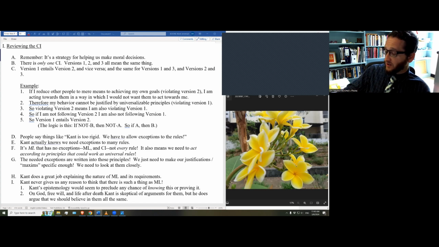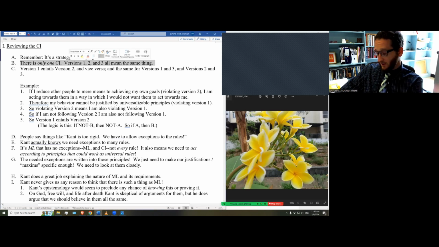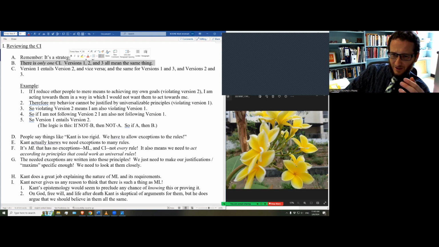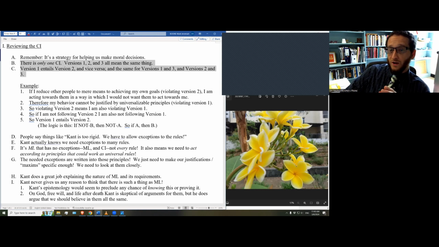The categorical imperative is a strategy for making moral decisions. There is only one categorical imperative. Kant will give us three versions of it, and they all mean the same thing. At least that's what he says. And I think it's best to think of them as meaning the same thing. But if that's hard to think through, at least think through how version 1 entails version 2 and vice versa. Versions 1 and 3 entail each other. Versions 2 and 3 entail each other. The different versions of it all mean the same thing, and there's only one categorical imperative.